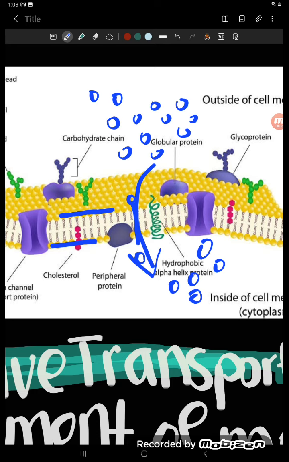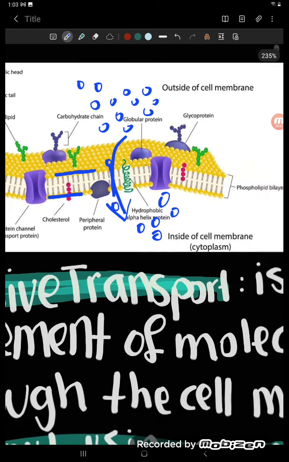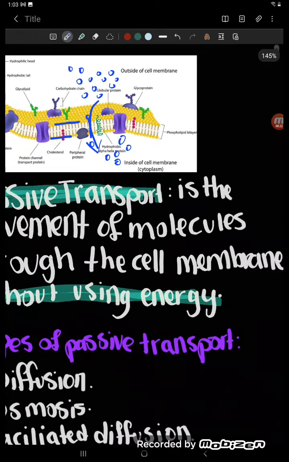So diffusion, in this case, is from high concentration, which is outside the cell, to inside the cell. It also could be that the concentration of carbon dioxide is higher on the inside than the outside. So this is just an example. Don't take it as a rule.